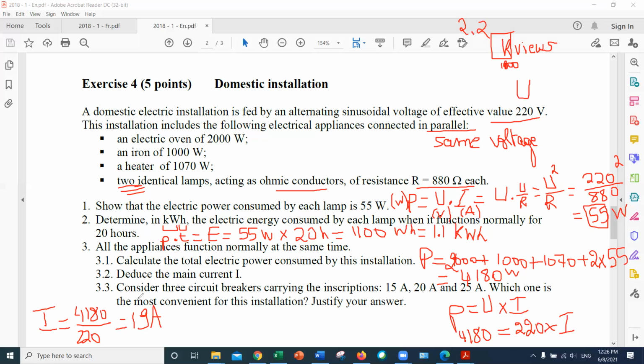Now, the final question is: consider these 3 circuit breakers carrying the inscription 15 ampere. Actually, the house is using 19 ampere. So if we put a 15 breaker, we can't run them all together. If we put 20, it's a little bit higher than 19, so it works. 25 is a lot higher. If there is an electricity leak in the house, it's not safe. The leakage becomes 6 ampere. There is a difference of 6 ampere between 25 and 19, and 6 ampere is very dangerous.